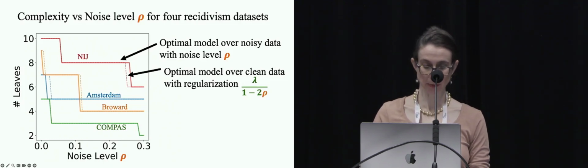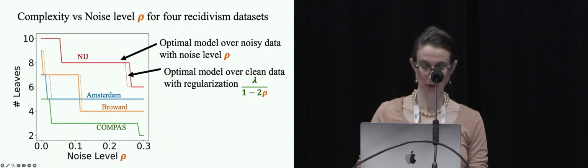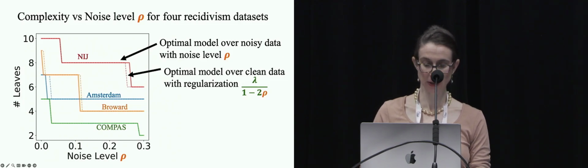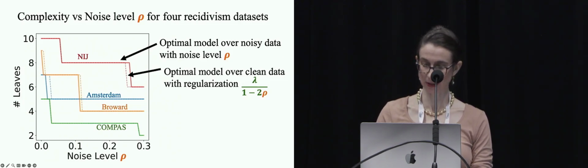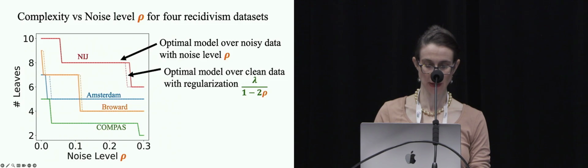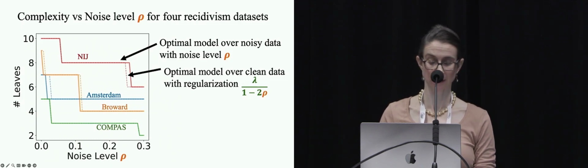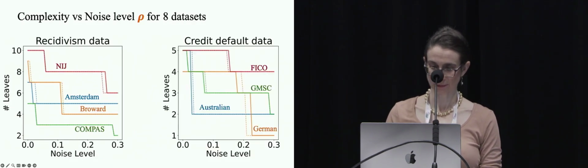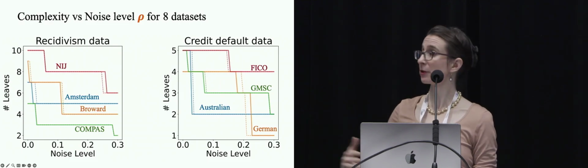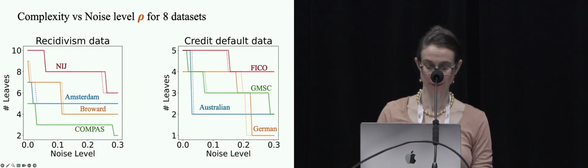So for example, with the Broward County data over here, this orange one, when 10% of the labels are flipped, just over here, the optimal model goes from 9 leaves at the beginning with no noise to 4 leaves when you have noise, okay? All right, and we're seeing the same thing for a bunch of loan decision data sets as well.